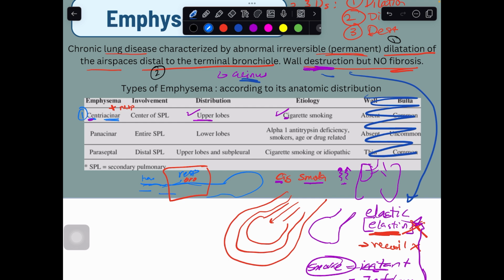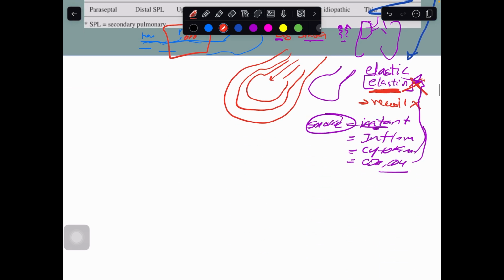We come to my pan-acinar. Pan meaning the entire thing, or all. So here we're saying that the whole acinus region is going to be affected. This is the pan-acinar. What is the cause of the damage to the elastin? It is alpha-1 antitrypsin deficiency. Let's discuss alpha-1 antitrypsin deficiency.